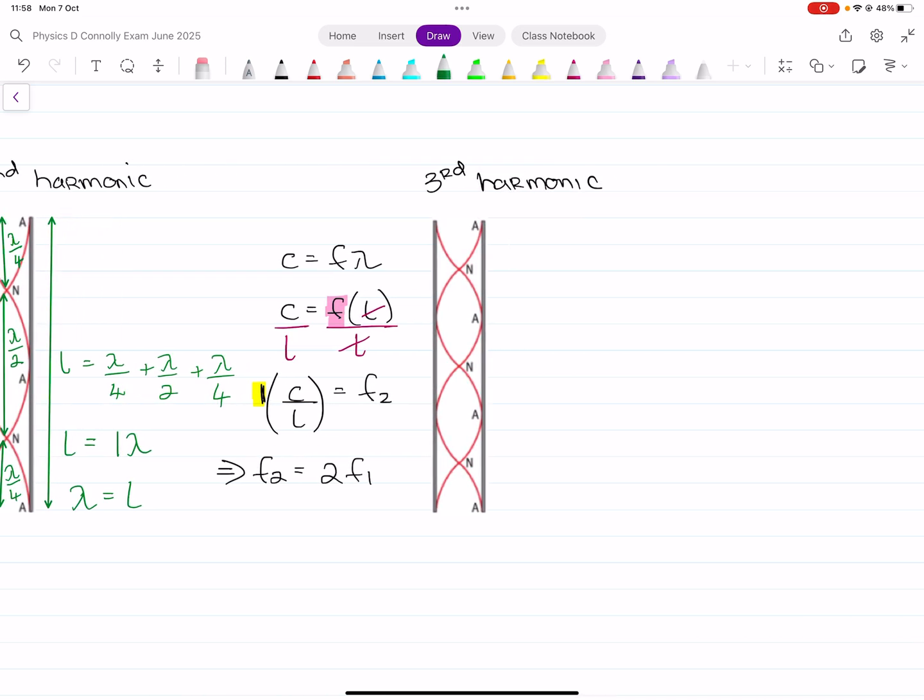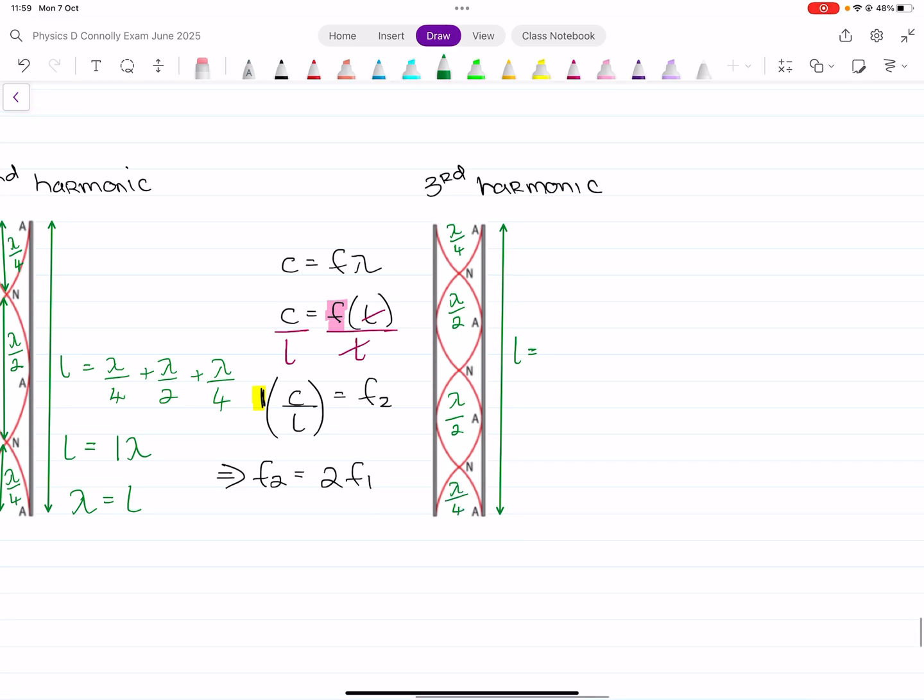Okay, and then the last one we're going to do, which is enough to see the pattern. So that is the third harmonic. We want to know the length. So this length here, lambda over 4, this one is lambda over 2, this one is lambda over 2, and this one is lambda over 4. So lambda over 4 plus lambda over 2 plus lambda over 2 plus lambda over 4. So a half plus a half plus a quarter plus a quarter. So that is 3 over 2. Put the lambda back in, so it's 3 lambda over 2.